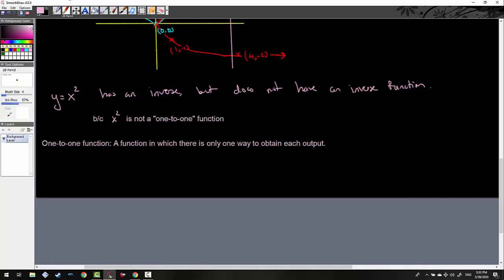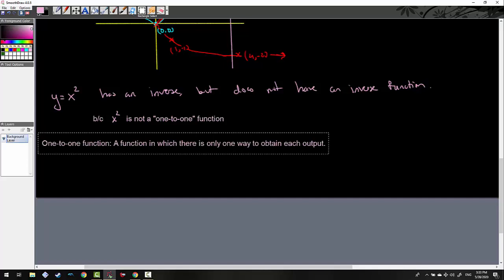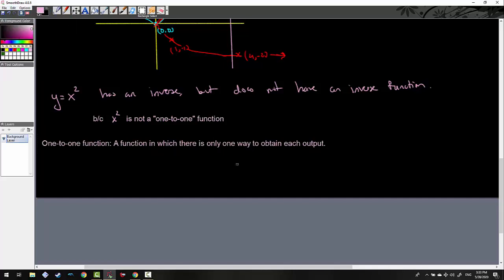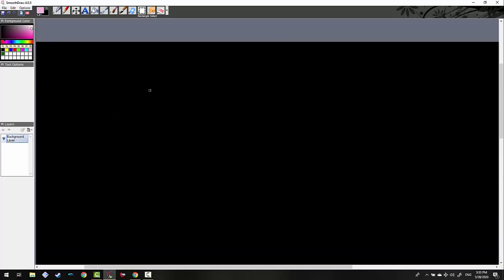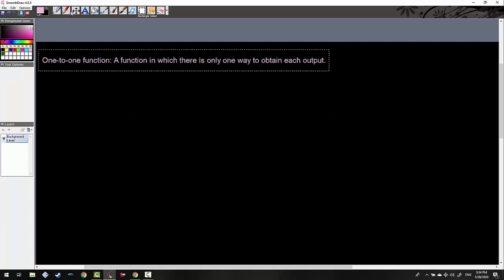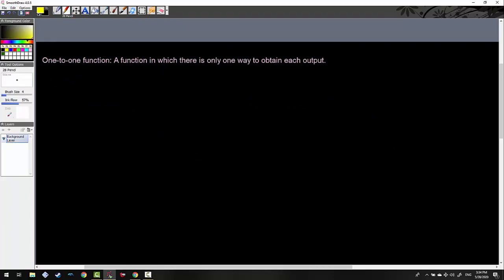So, a lot of words going on here, and I understand why you might be confused. Let me go ahead and cut this thing, actually. Rather, I'll copy it. I'm going to clear the board off, and I will explain through use of analogy what a 1-to-1 function is. I will show you what a 1-to-1 function is and what a 1-to-1 function is not.